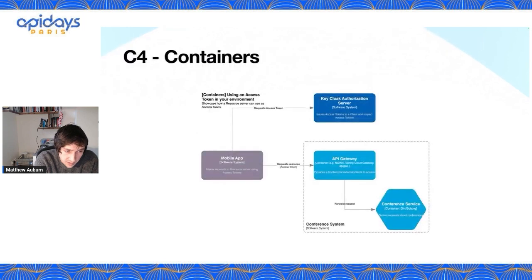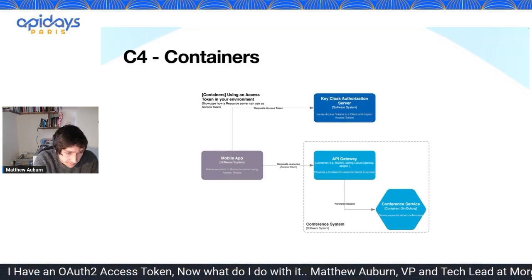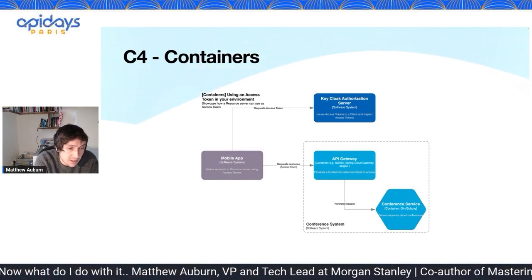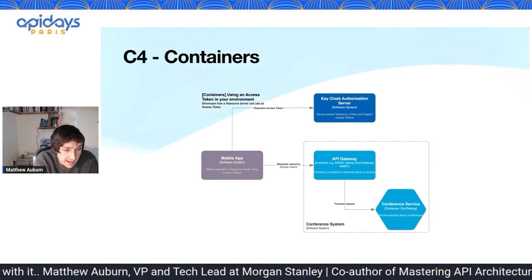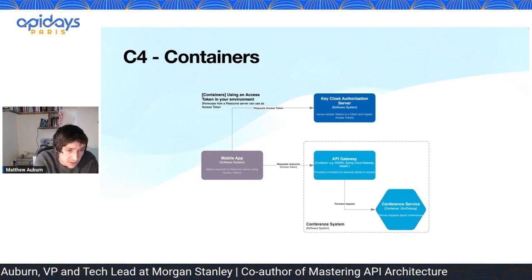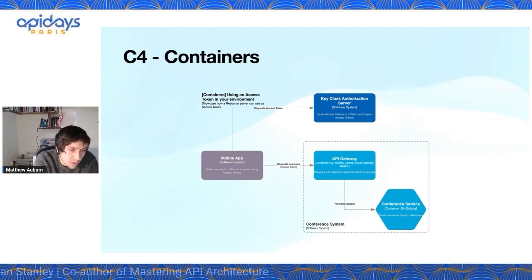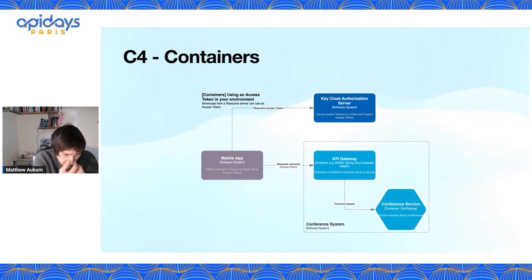Taking a look at our architecture, we can see the conference system is actually built up of two different things. It's got an API gateway and the conference service. This conference service is the implementing API. It's very typical that you'd have an API gateway fronting your API, because the API gateway provides additional security by doing things like rate limiting and input validation. This is where you do your auth checks and, for example, audit logs.